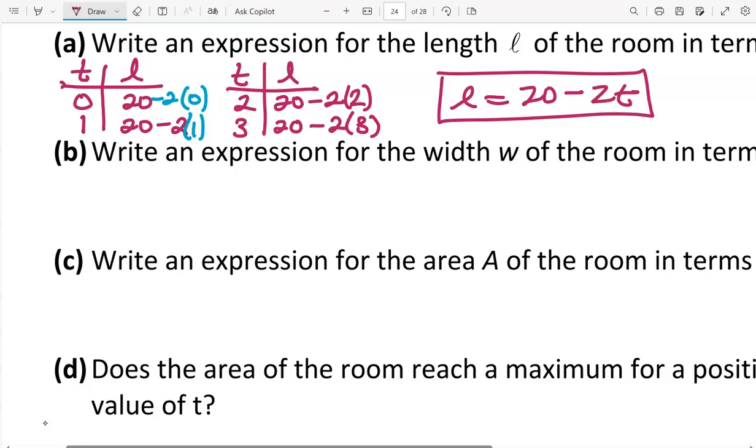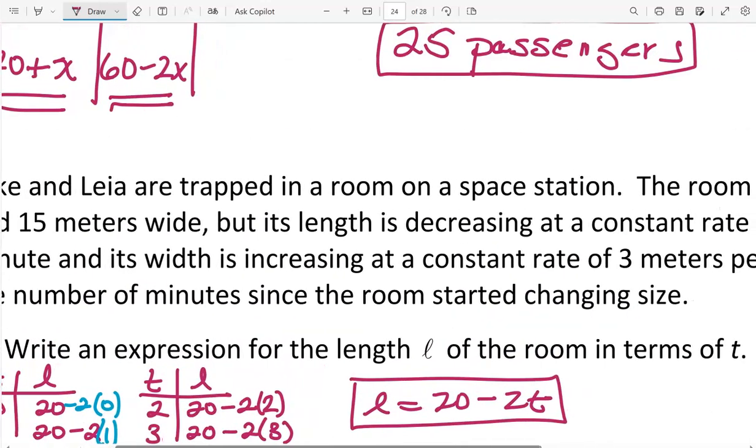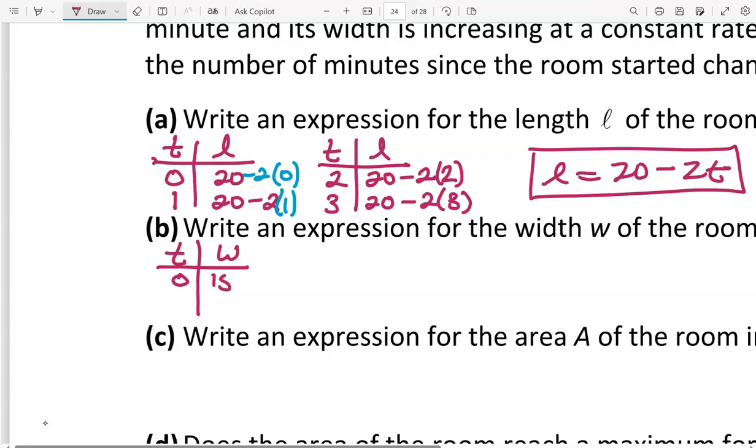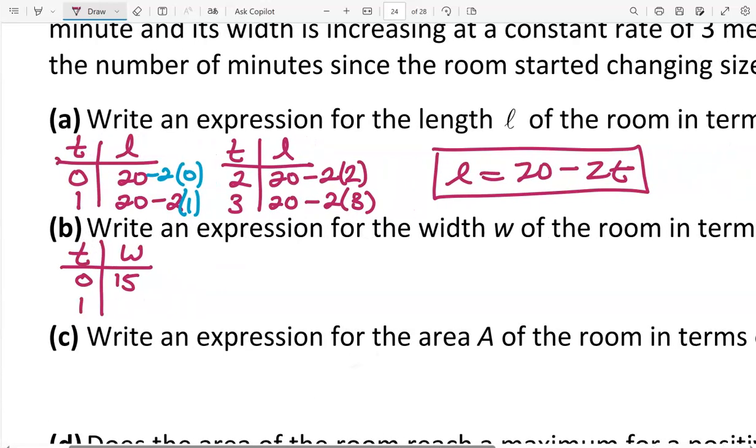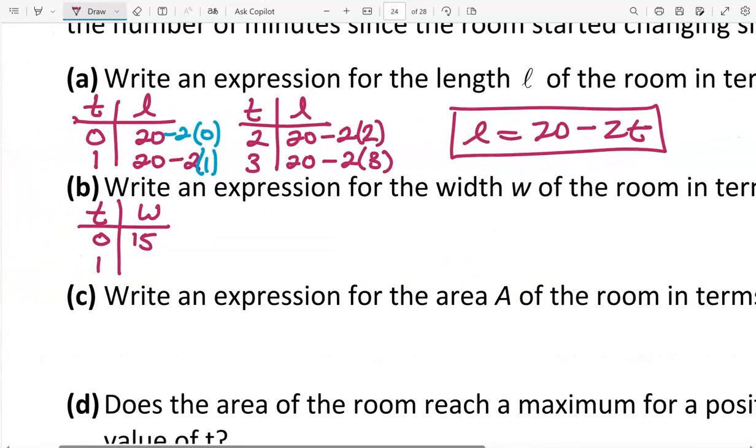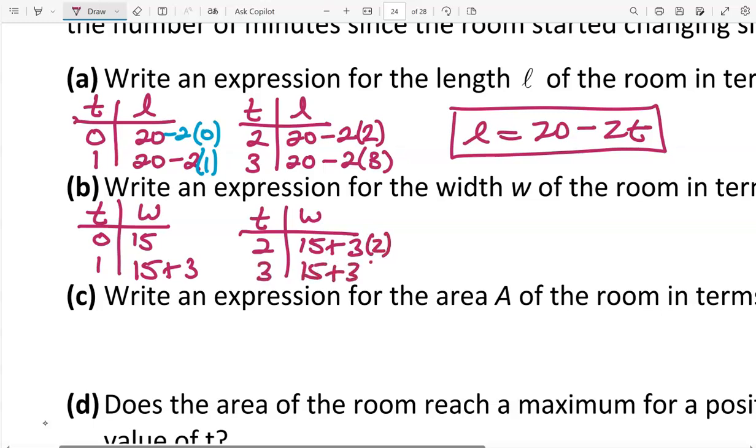Alright, we're going to do the same for the width. So our width at t equals 0, or the starting time, starts at 15 meters wide. The width is increasing at a constant rate of 3 meters per minute. So after 1 minute, we're going to add 3 meters to that width. After 2 minutes, we're going to add 6 meters to that width, but I'm going to rewrite that as 3 times 2. And after 3 minutes, add 9, or 3 times 3 meters to that width.